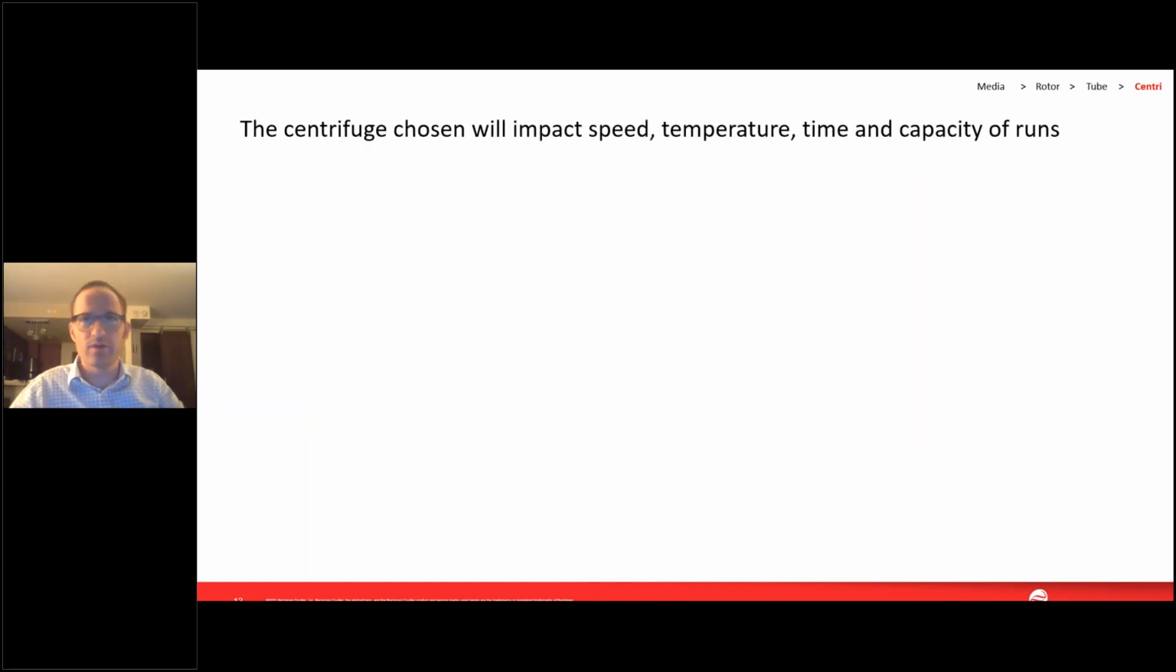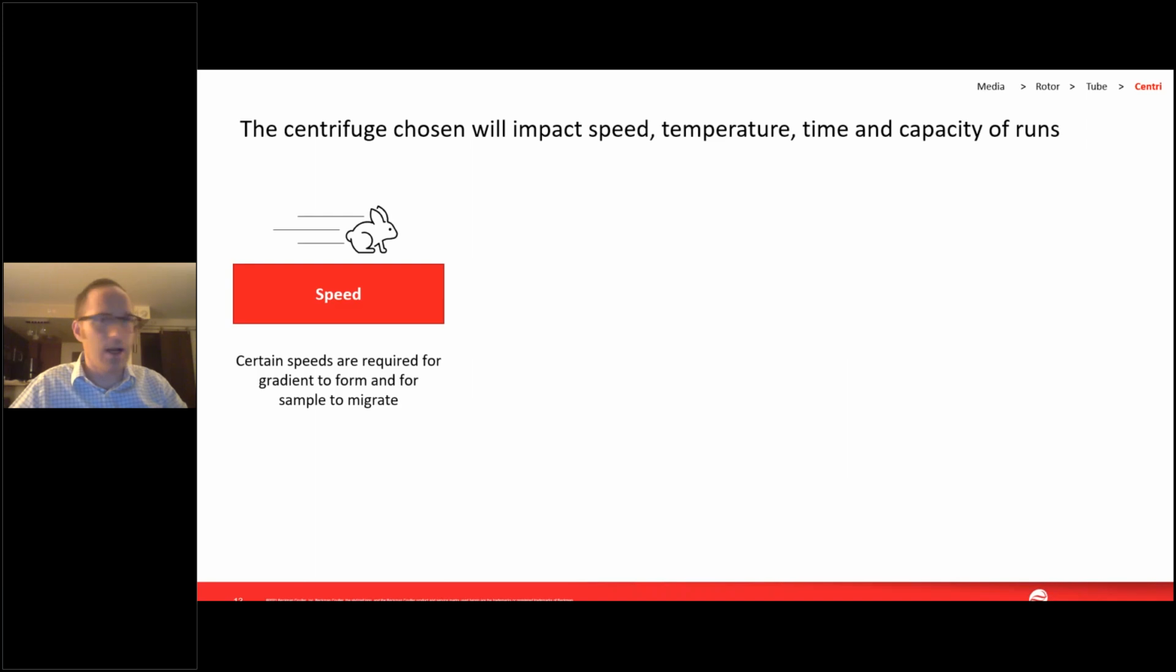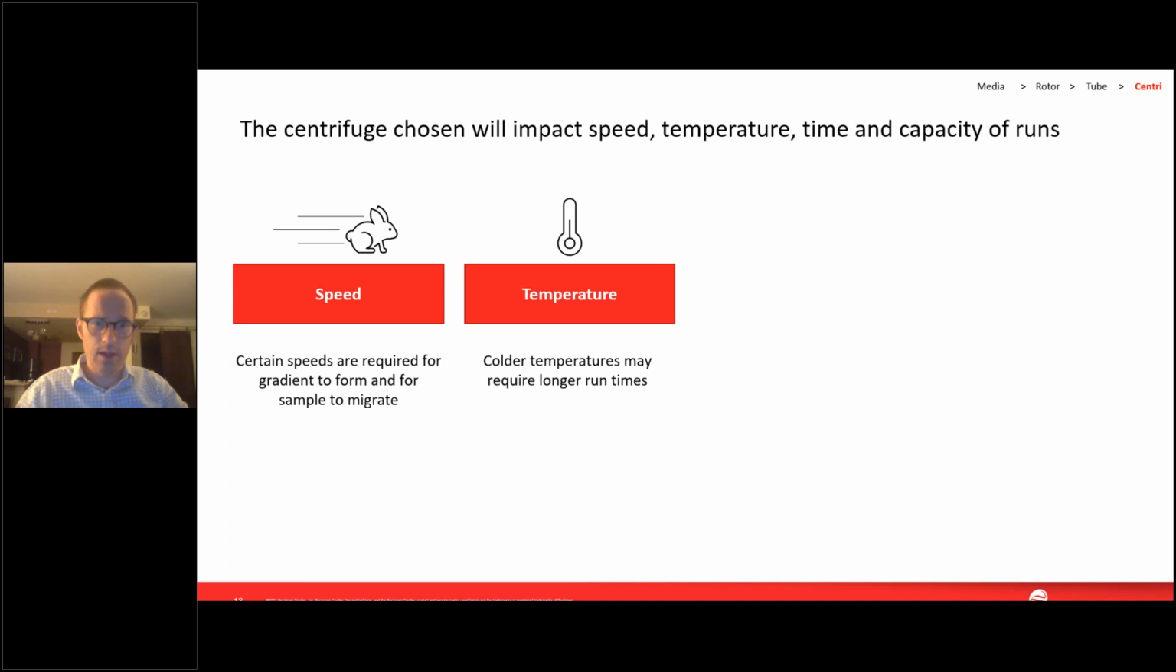Finally, we come to the centrifuge. And the centrifuge is a little sneaky, right? There are certain things here that we can do that can help with your run. There's obviously the speed, the temperature, the time, the capacity, right? And so here's the speed. Certain speeds are going to be required for the gradient to form, but you can also have multi-speeds in the experiment. We're going to talk more about that later.